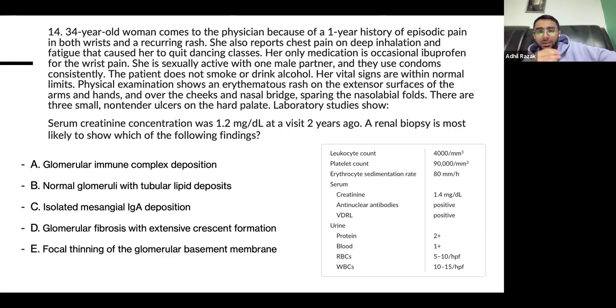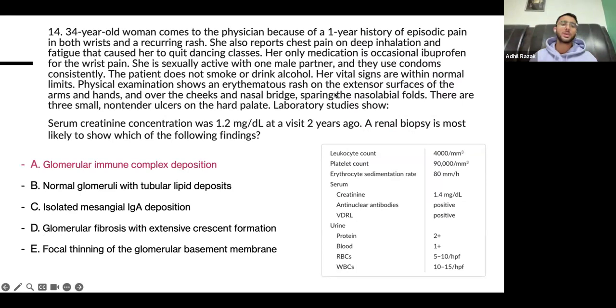You know what's going on at this point. You knew way before, I guess, because of the rash and the sparing of the nasolabial folds. Lupus. Yeah, this patient has lupus. Serum creatinine is not terrible, but that was at a visit 2 years ago. If you did a renal biopsy, which of the following would you be seeing?